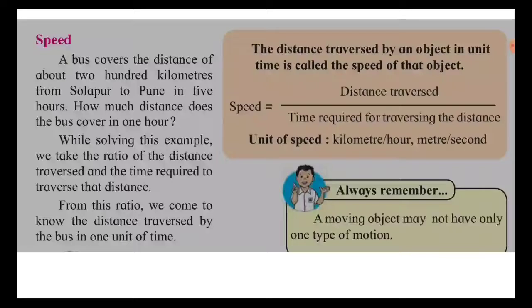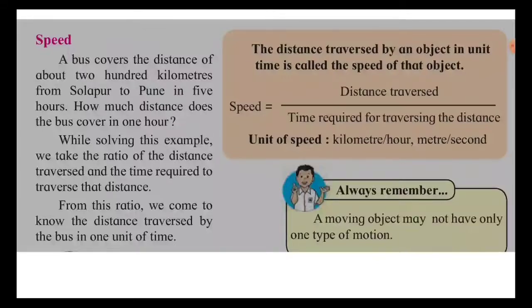Next is a very important thing and the very first formula for you all, that is the formula for speed. What do you mean by speed? The distance traveled upon the time required for traversing the distance is known as speed. The short form of this formula is just distance upon time. That's it. The formula for speed is equal to distance upon time. The distance traversed by any object in unit time is called the speed of that object.